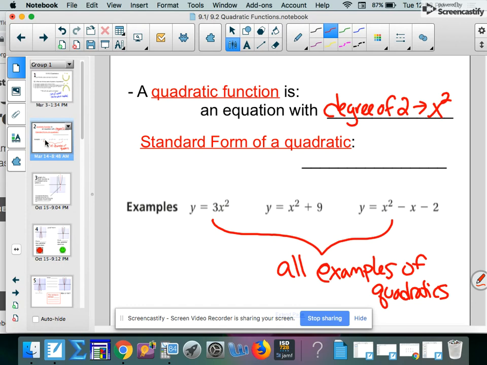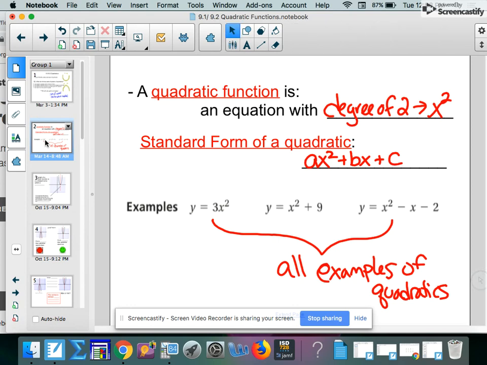Standard form, and you've seen this maybe a couple times, the teacher might have shown you, just looks like this. We know standard form goes from x squared to x, and then a number at the end. But sometimes the b is 0 or c is 0. But the main thing is that there's always an x squared.